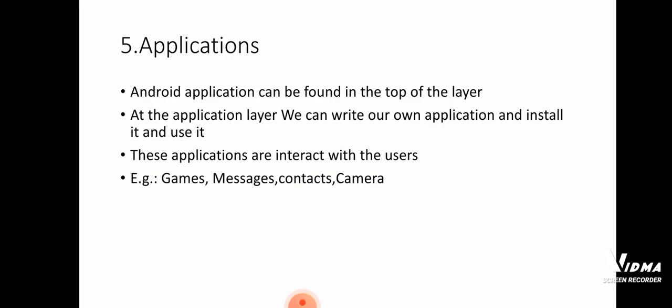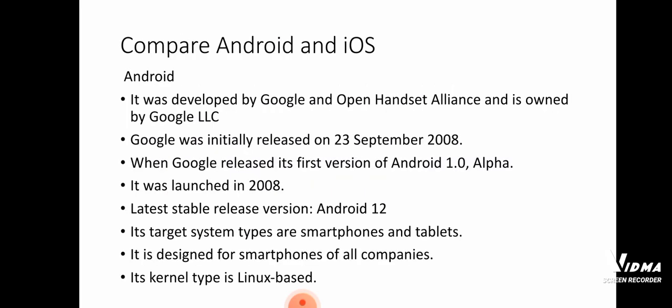Fifth one, application, the last layer. It is found at the top of the layers. At the application layer, we can write our own application, install it, and use it. These applications interact with the users. Examples: games, messages, contacts, library. Let's take the comparison of Android and iOS.